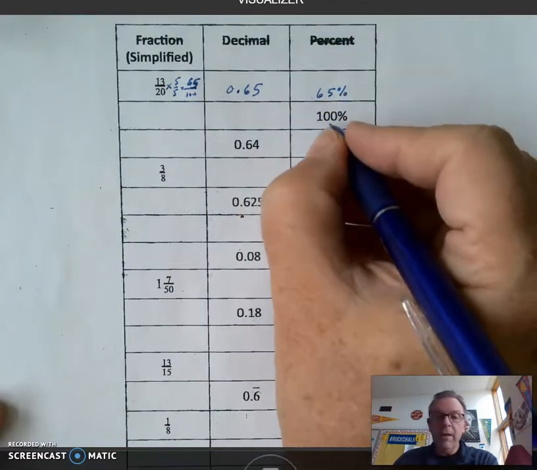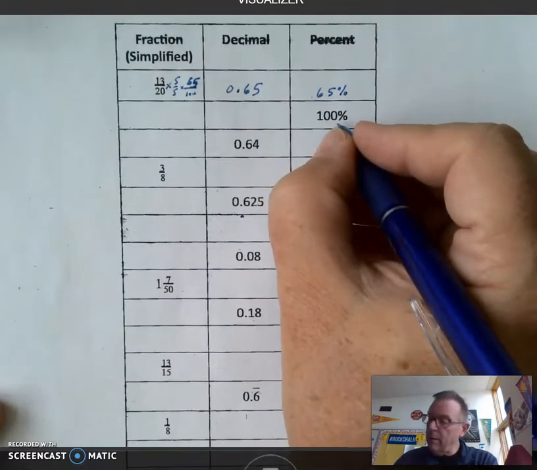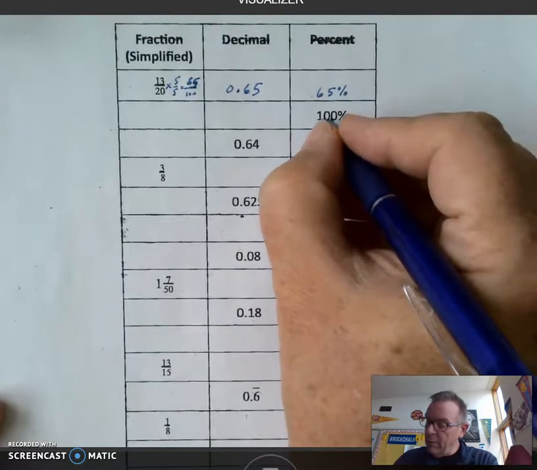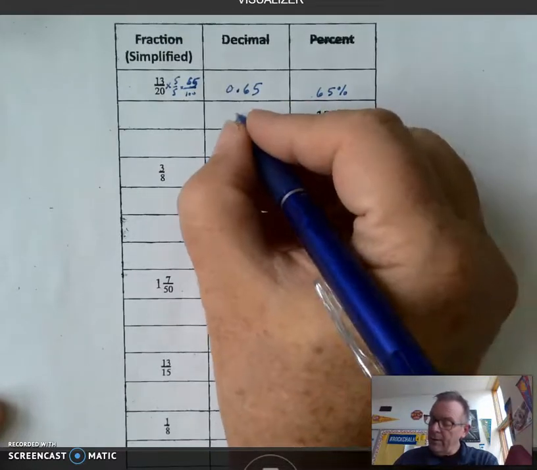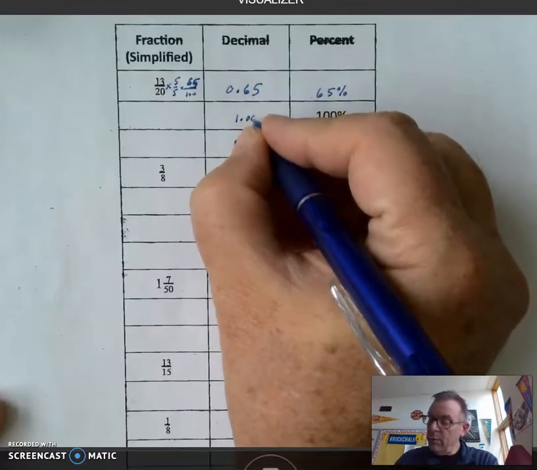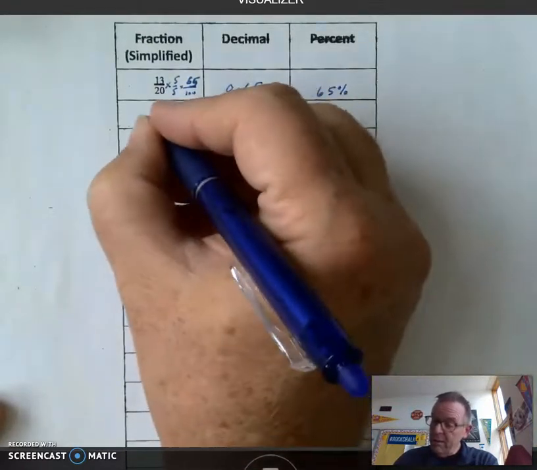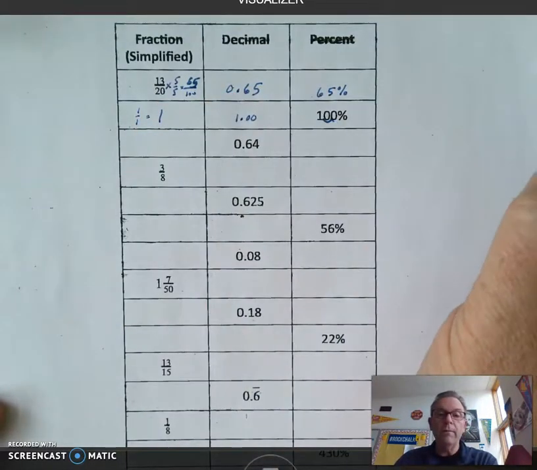Okay, now I'm getting a percent. So if it's 100%, and I want to go ahead and convert it into a decimal, that means we're dividing it by 100. Put my decimal on it and move it back 2. That means my decimal is 1 whole. And your fraction, simplified, technically would be 1 over 1, which you and I both know is just 1.